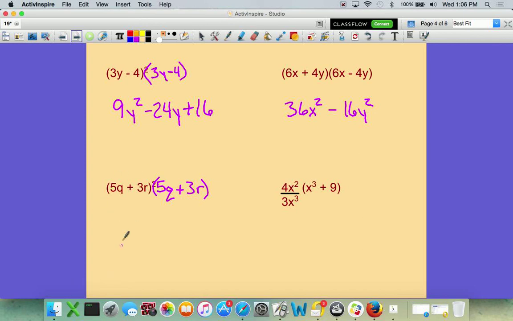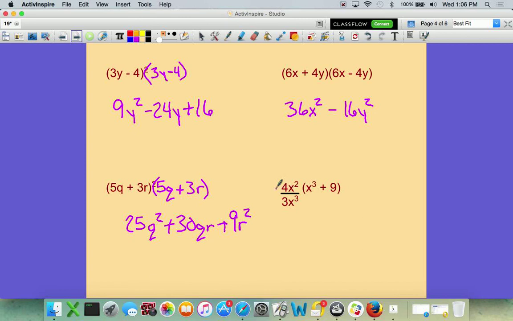Okay, 25q squared plus 15qr plus 15qr is 30qr, and then plus 9r squared.